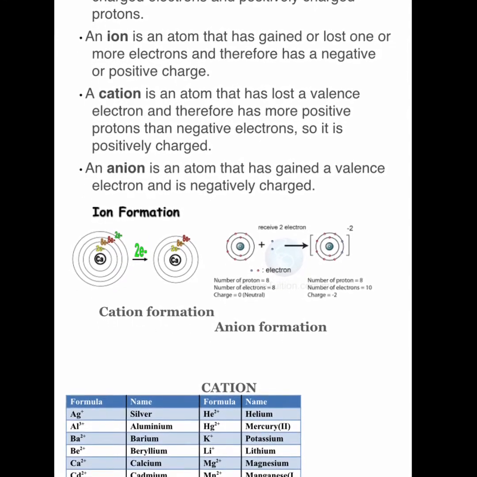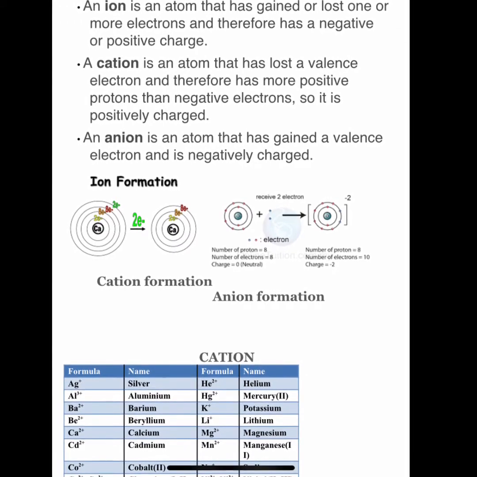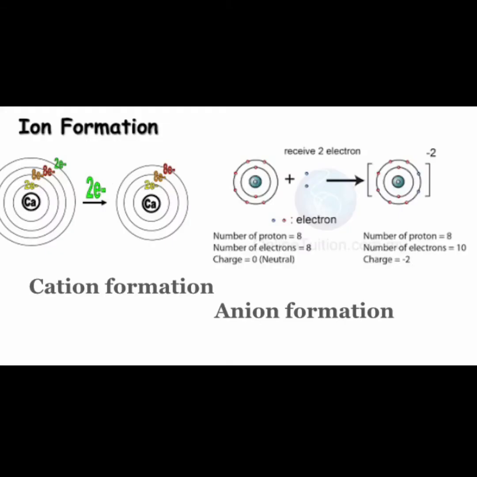A cation is an atom that has lost a valence electron and therefore has more positive protons than negative electrons. So it is positively charged. A cation is a positively charged ion. And an anion is an atom that has gained a valence electron and is negatively charged. Anions are negatively charged ions. Now see the picture carefully, showing the formation of cation and anion. It is very important to know about cations and anions before doing the topic how to derive chemical formula, because we use cations and anions while deriving the formula by using crisscross method.